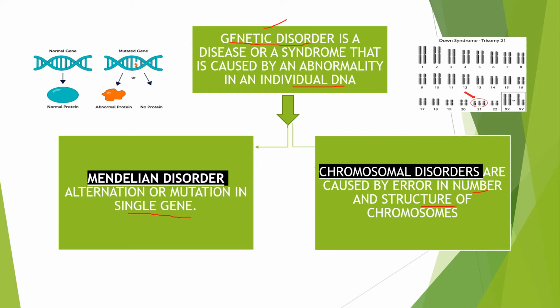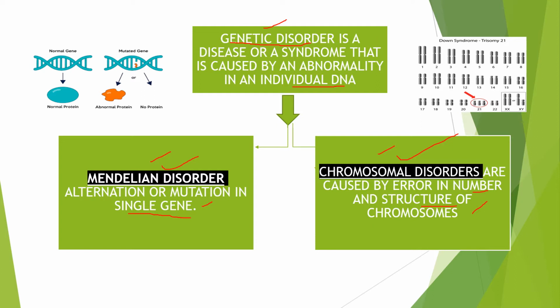If the genetic disorder occurs because of alteration or mutation of a single gene, we call it a Mendelian disorder. If the genetic disorder occurs due to error in the number and structure of chromosomes, we call it a chromosomal disorder. Now, genetic disorders are Mendelian disorders and chromosomal disorders. We are going to learn the list of Mendelian disorders and the list of chromosomal disorders.